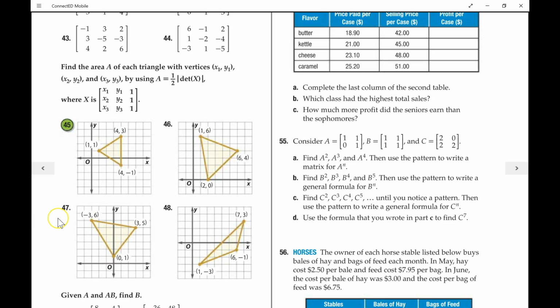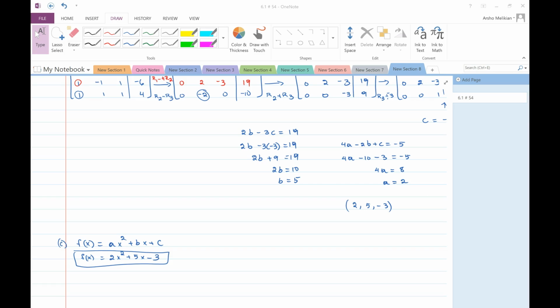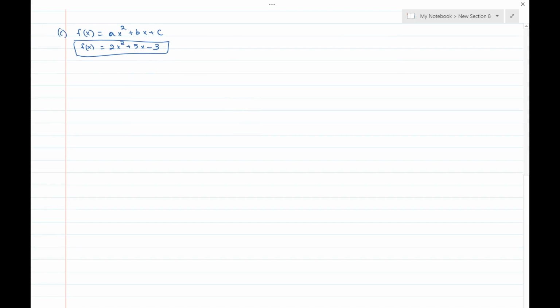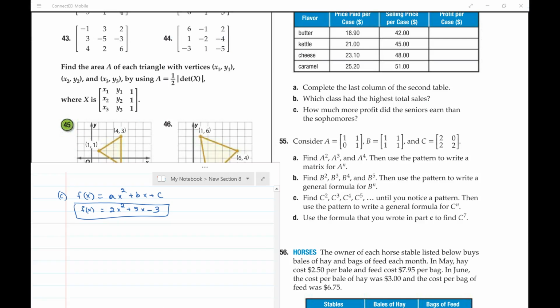Which one had I assigned for homework here? 45? Okay, so let's do 45. Sure. We could do a different one. Let's do 47. I do like 47 too.